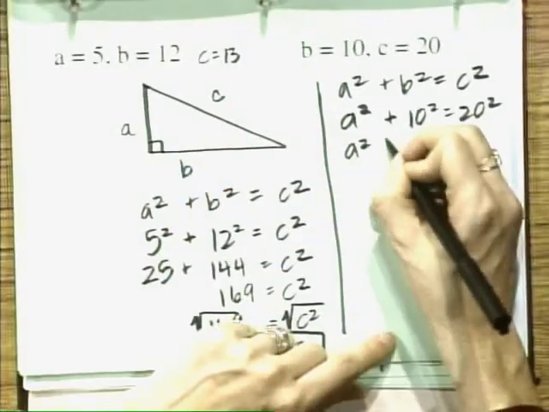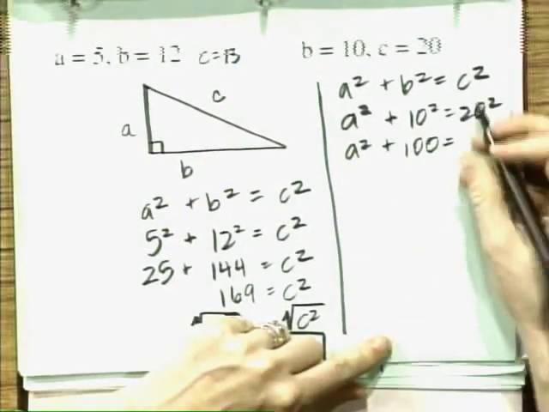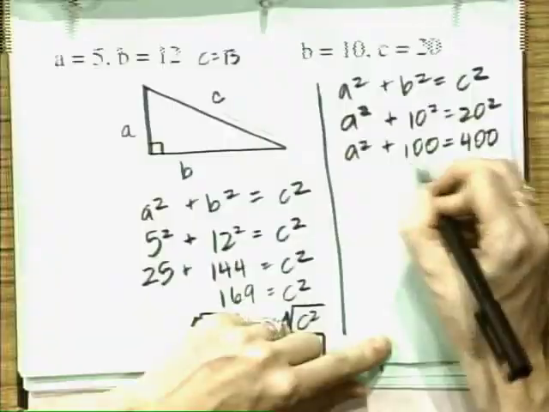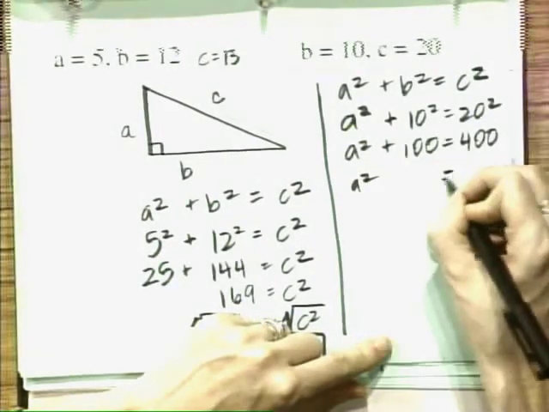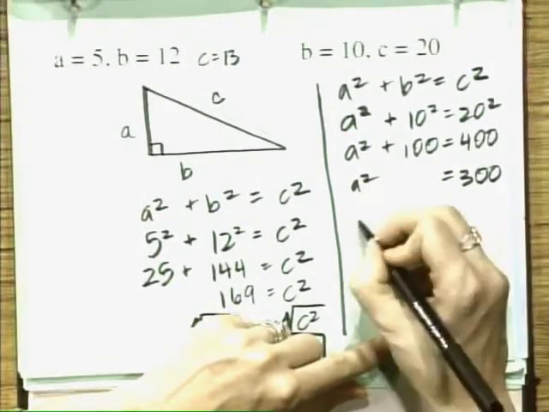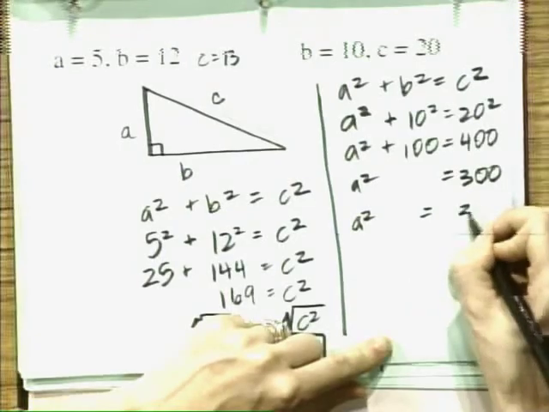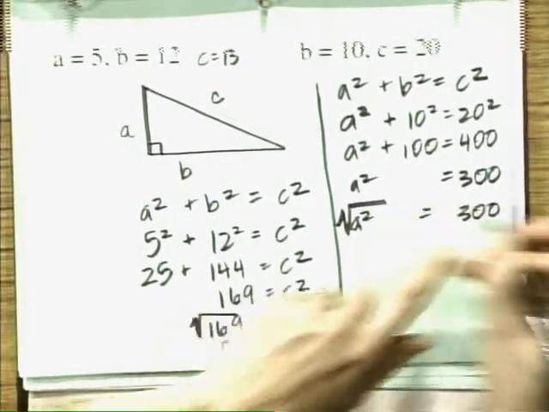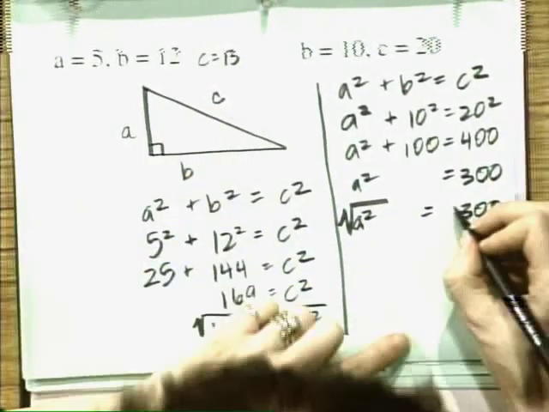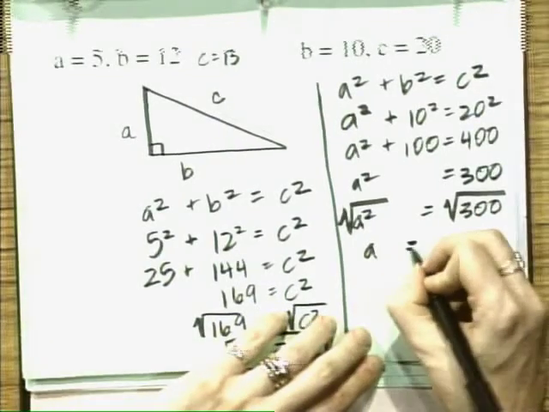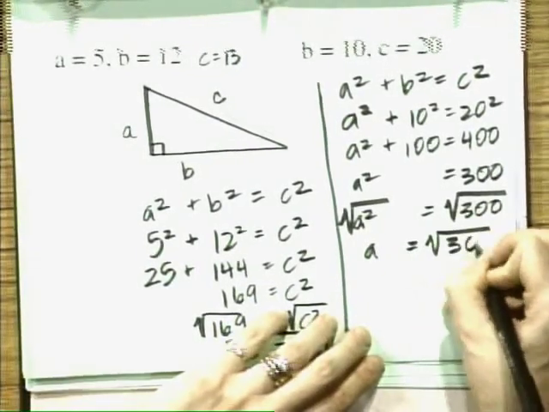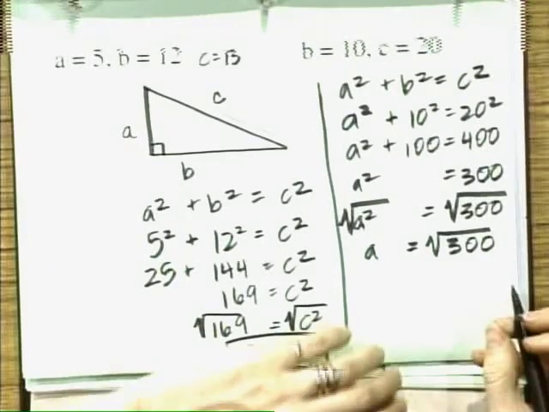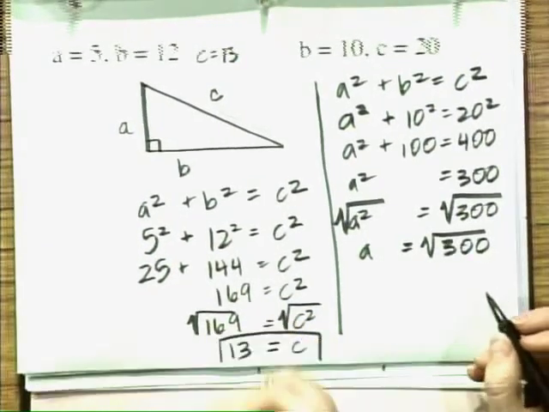Let's keep going. A squared plus 100 equals 400. We're going to subtract that from both sides. A squared equals 300. We are going to have to take the square root of both sides. Normally, we'd have to do plus or minus, but this is a side. It can't be negative. So we say A is the square root of 300. Now, that's not one of our special perfect squares.